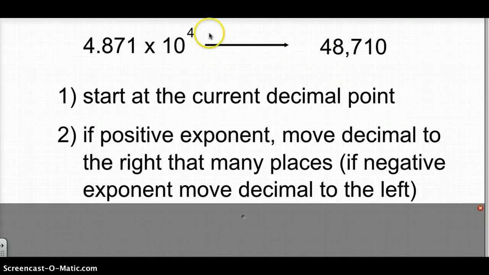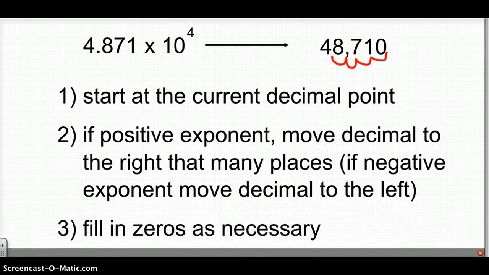48,710. Again, if we look at it, and I'll just write this on here right now, if we started at 4.8 and we moved it 4 places to the right, 1, 2, 3, 4, the decimal point would end up right here. So we'd end up at 48,710. And basically we would just fill in zeros as necessary. In this case we had to add 1 zero to get to the end of our number. So that's going from scientific notation to standard form.